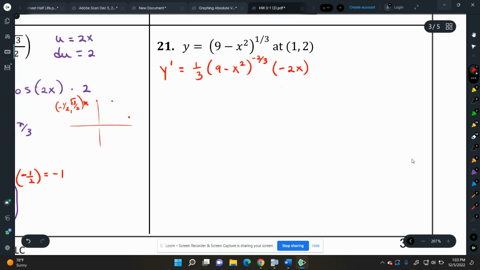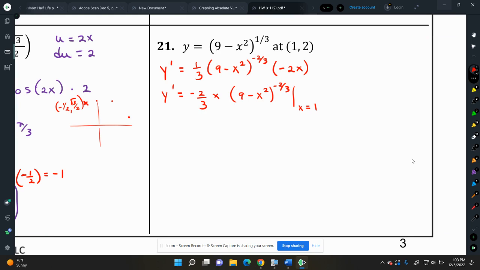Okay, so y prime equals negative 2/3 x times 9 minus x squared to the negative 2/3. We're going to do this at x equals 1. Can you just multiply with the top equation? Just like plug it in. You don't have to. You can substitute it in here instead.